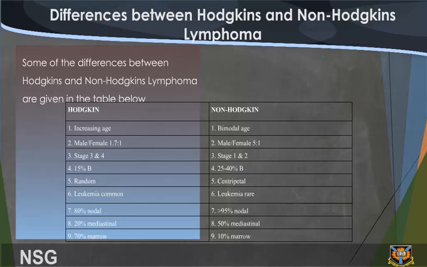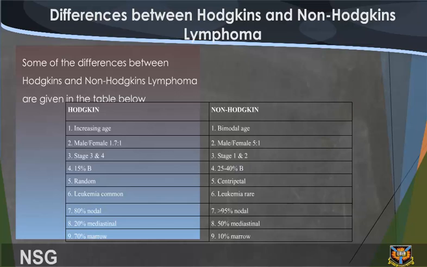Differences between Hodgkin's and non-Hodgkin's lymphoma. Some of the differences between Hodgkin's and non-Hodgkin's lymphoma are given in the table below. Hodgkin: 1. Increasing age. 2. Male-female 1.7:1. 3. Stage 3 and 4. 4. 15% B. 5. Random. 6. Leukemia common. 7. 80% nodal. 8. 20% mediastinal. 9. 70% marrow.